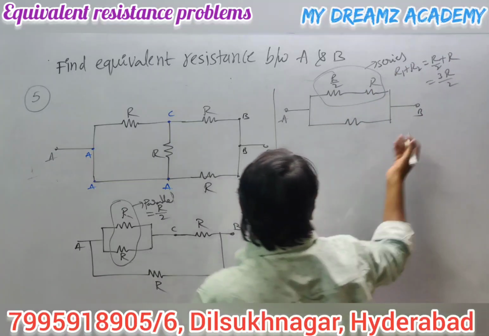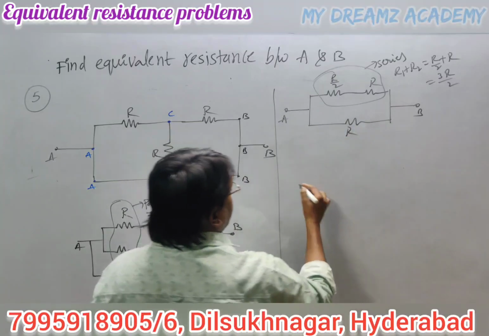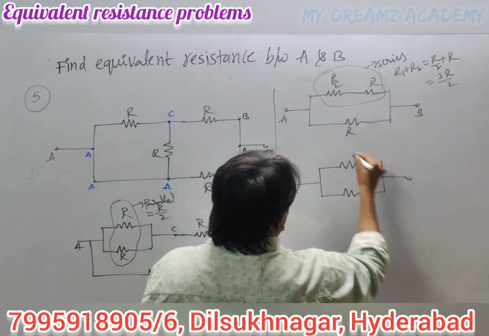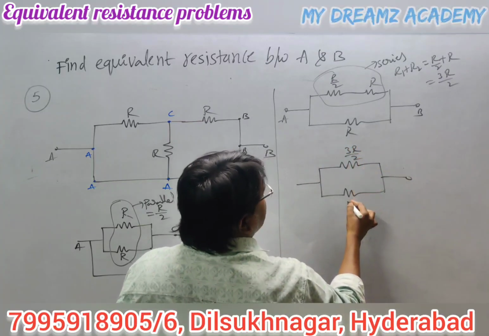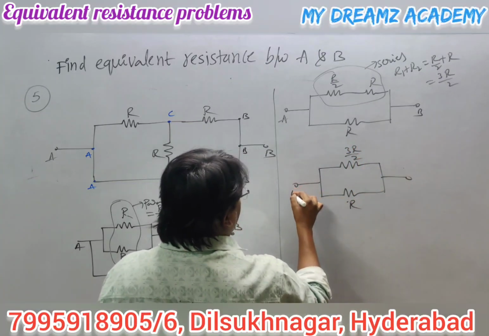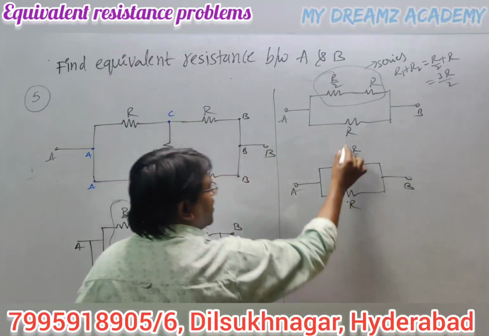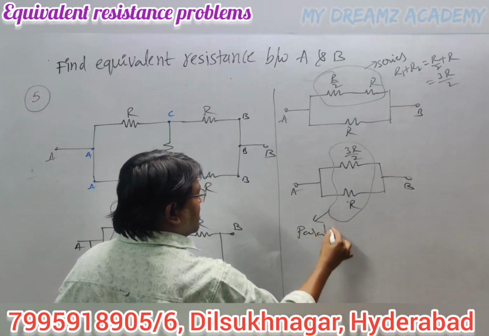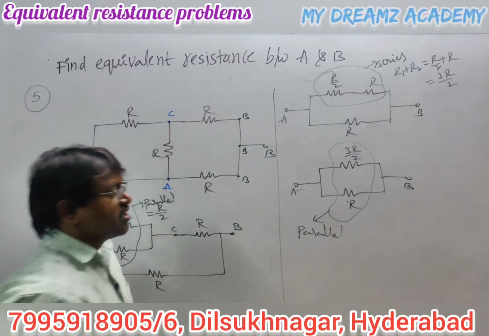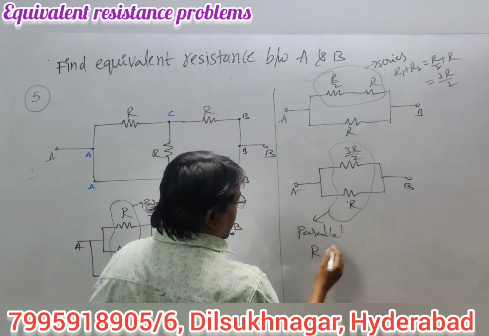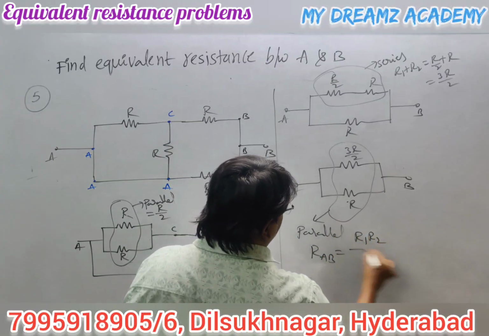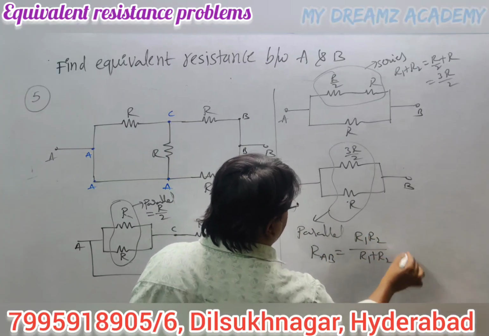That 3R by 2 is in parallel to R. Okay, that is in parallel to R. This is R. This 3R by 2 and R, right? AB, right? These two are again a parallel combination. What is the equivalent resistance of this parallel combination? Equivalent resistance RAB equals, so what is the formula? R1 R2 by R1 plus R2, because they are different resistances.